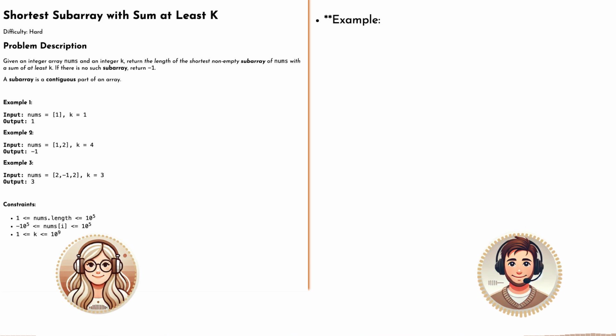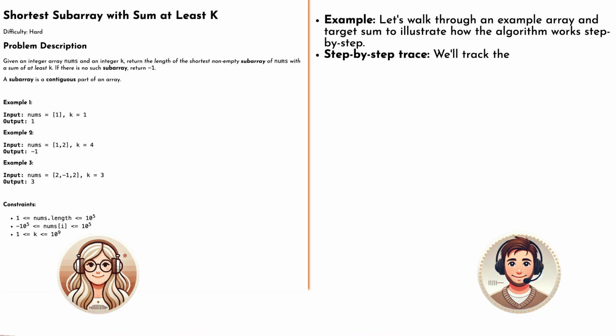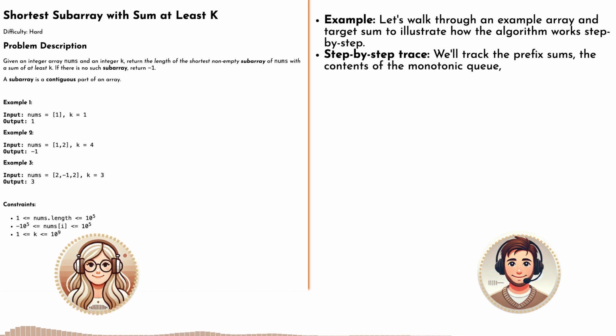So we move on to maintaining that monotonic order. We compare 2 to the prefix sum at the back of the queue, which is 0. 2 is greater, so we don't remove anything. And we add the index of the current prefix sum to the back of the queue. So our queue now contains 0, 1. That's right.